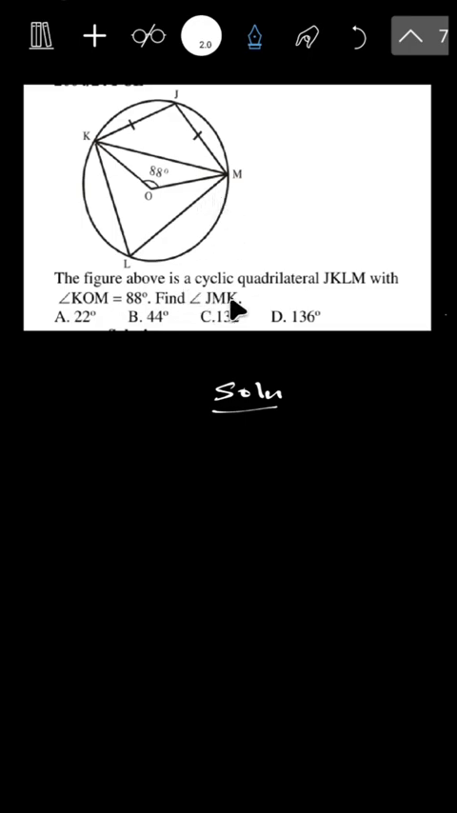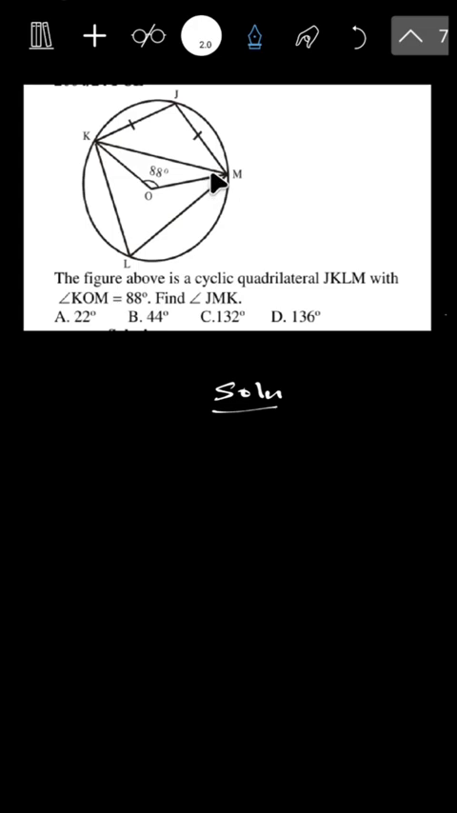So we're given that to find the angle JMK. Where is our JMK located? The angle JMK is the angle we have here, angle M. That is JMK. You're told to find this angle here. Okay, now, how do you solve this question?